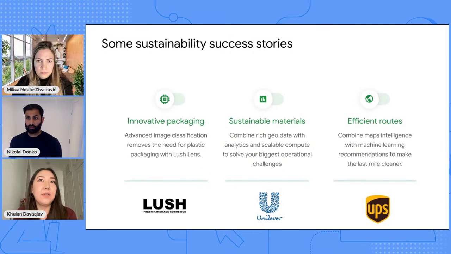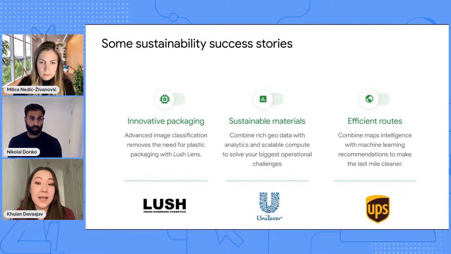UPS delivers around 21 million packages in more than 220 countries every day. And working with us, with Google Cloud, UPS was able to design routing software that tells the delivery driver exactly where to go step by step, very efficiently. The software saved UPS $400 million a year and reduced fuel consumption by 10 million gallons a year. And that's just an example of how customers are innovating on GCP, which is often tied to cost savings.